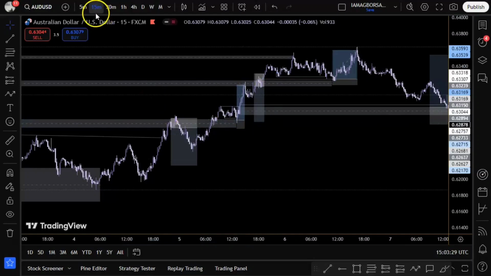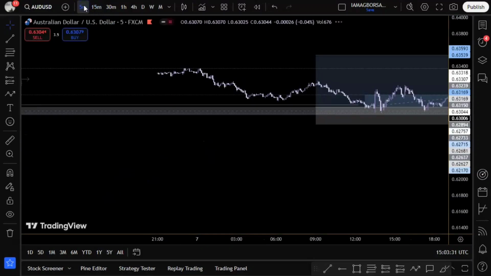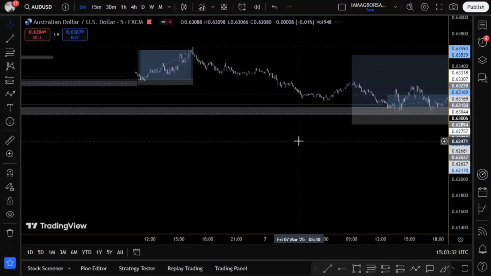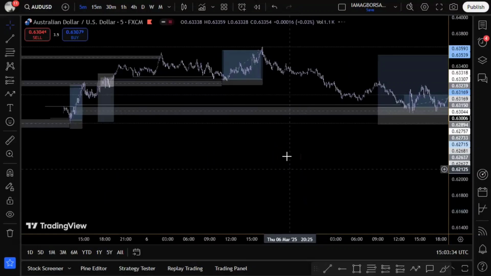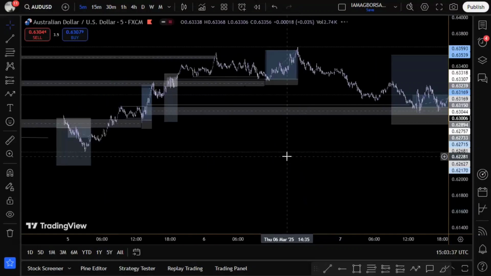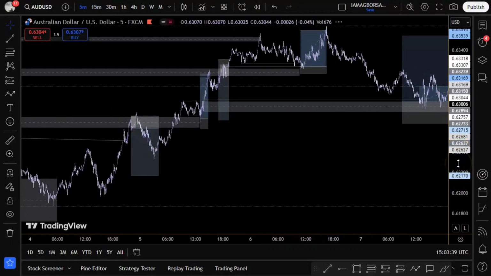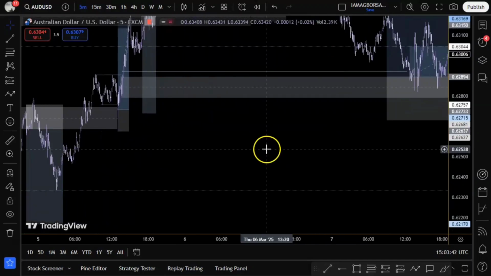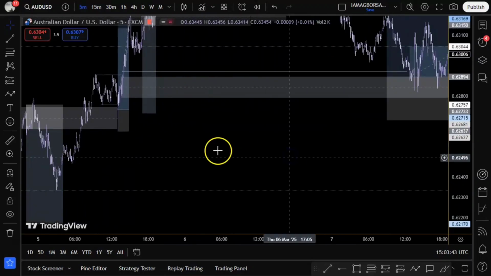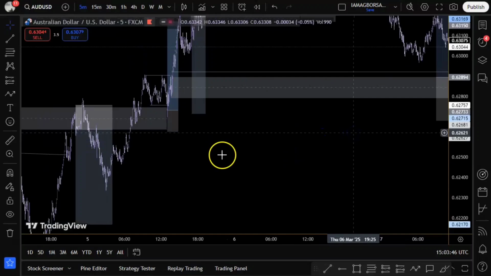It is simply the concept of a reverse order block or breaker block, but I didn't use just that concept. On the 5-minute time frame, there was something very interesting I spotted on this price chart. Let me show you that.